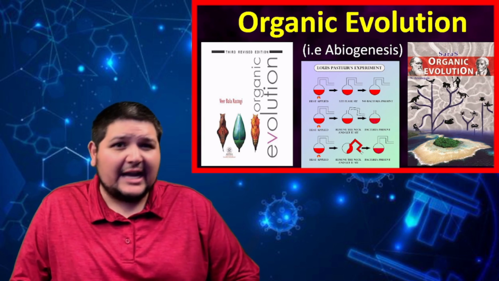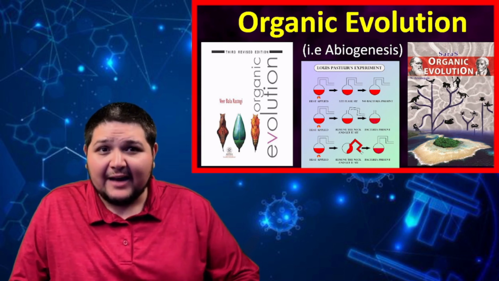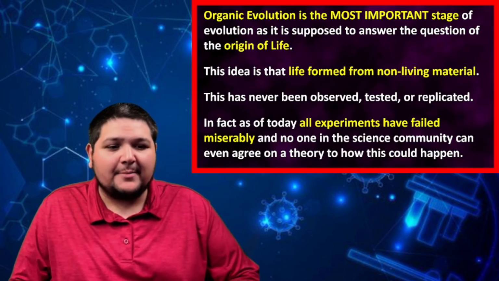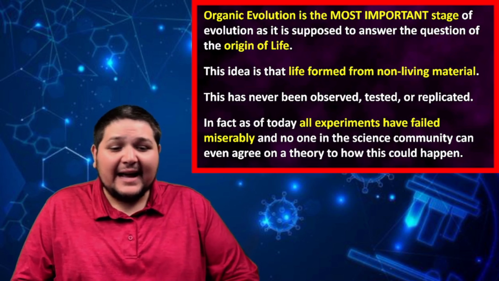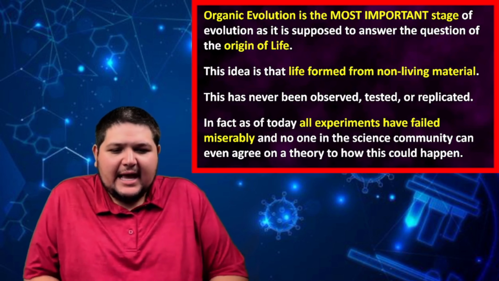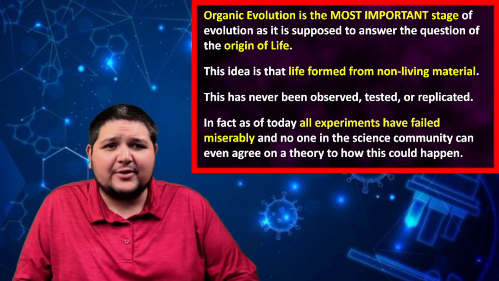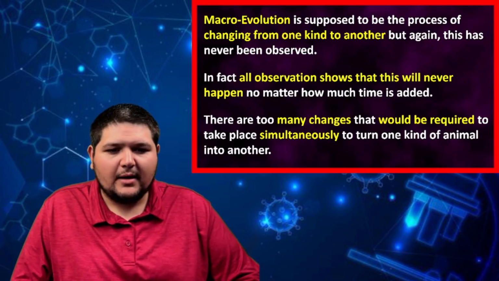Organic evolution, or abiogenesis, is the most crucial step. It's the biggest question we have in the theory. This is the idea that life formed from non-living material. This has never been observed, tested, or replicated. In fact, as of today, all experiments have failed miserably, and no one in the science community can even agree on a possible idea to how this is possible. Next, we look at macroevolution.